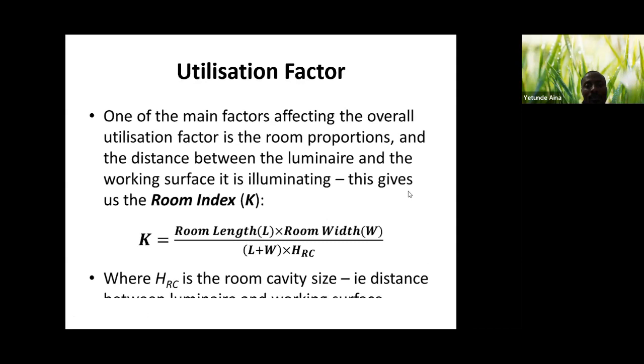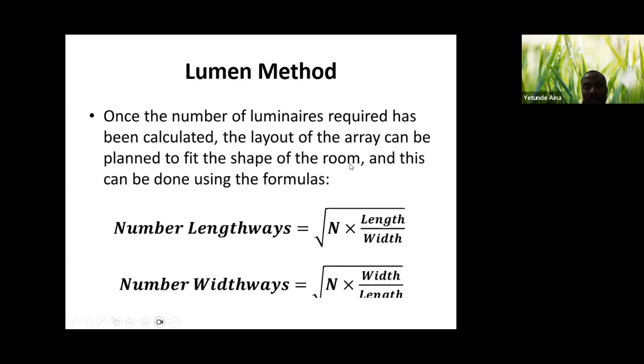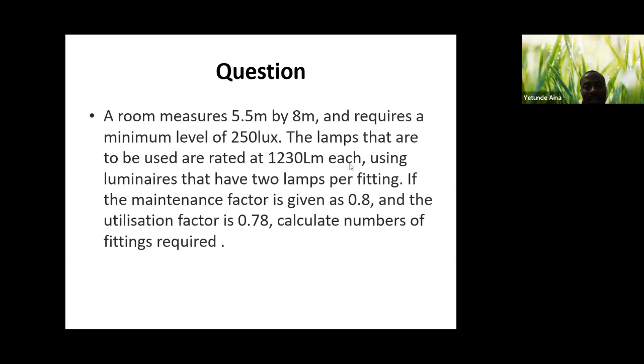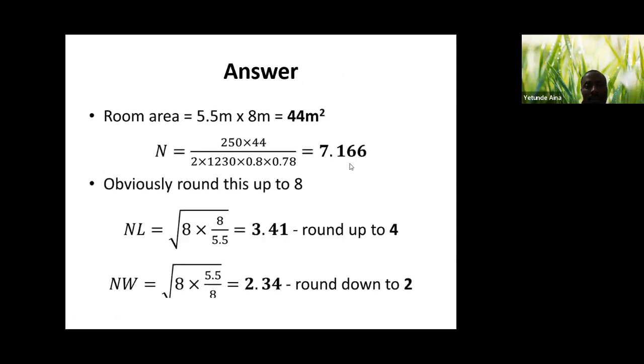So now let's go back to our question and solve the problem we have here. The room area is equal to 5.5 meter multiplied by 8 meter, which gives you 44 meter square. And our N is equal to 250 multiplied by 44 divided by 2 multiplied by 1230 times 0.8 times 0.78, which is equal to 7.166. If you round this up, it means the number of luminaires we'll be using is 8.